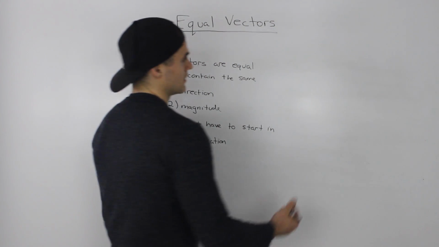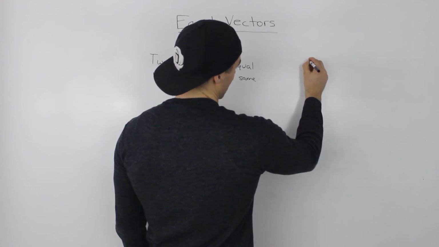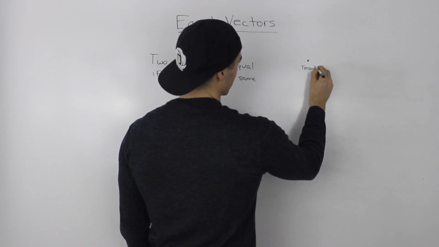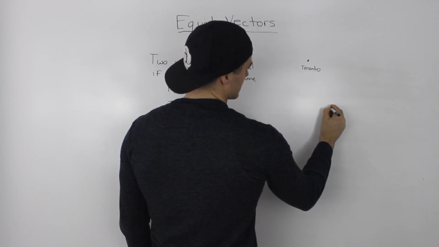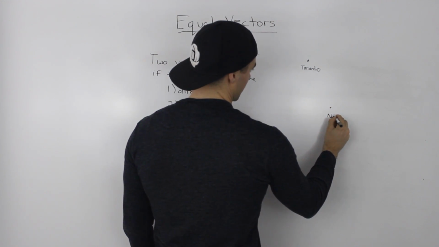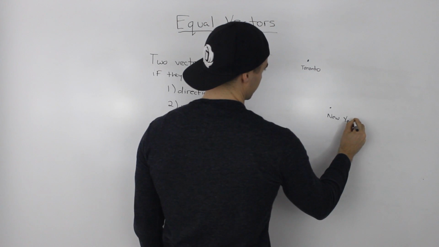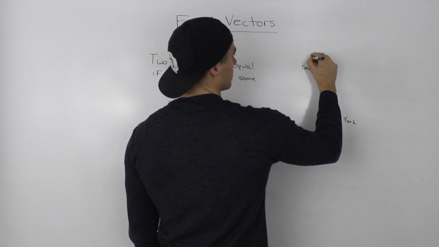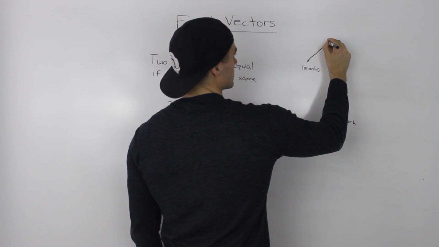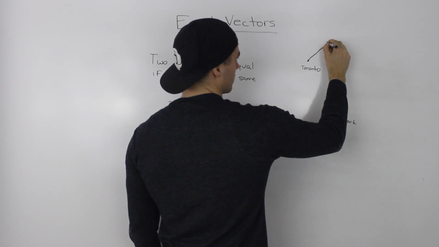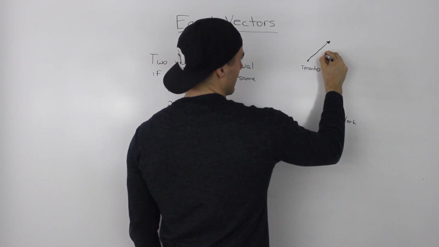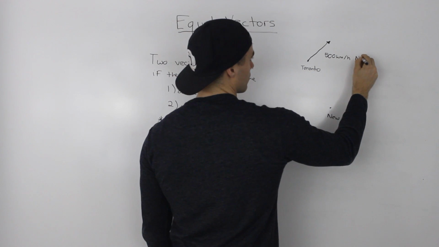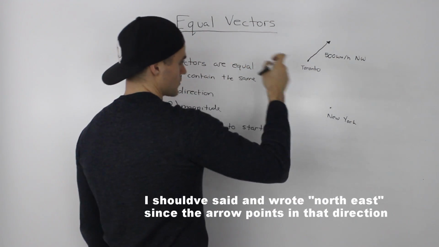So for example, let's say that we have a map, and on this map, this dot here represents Toronto. And this dot down here represents New York. And let's say we have a plane that's flying from Toronto. So it's at Toronto right now. And it's flying 500 kilometers per hour northwest, in a northwest direction.